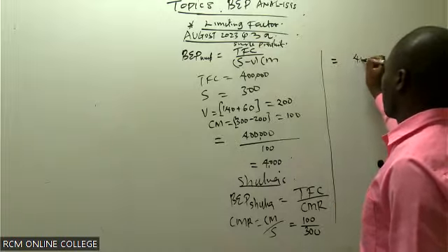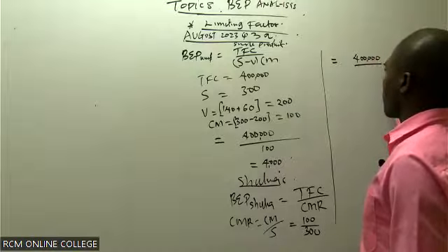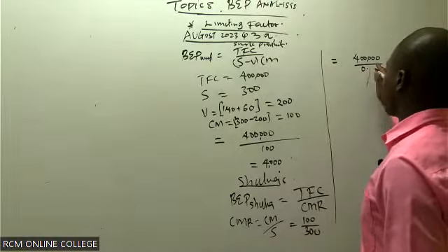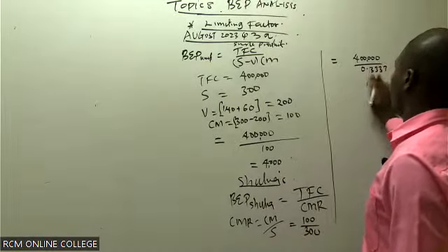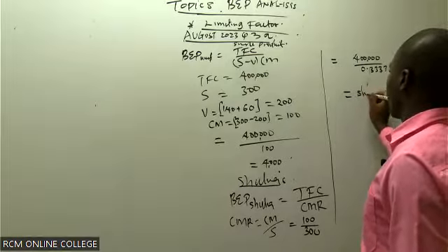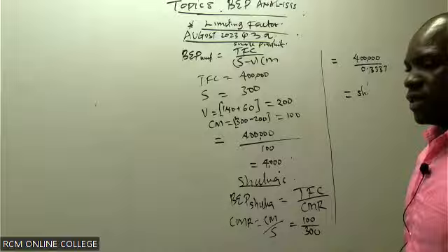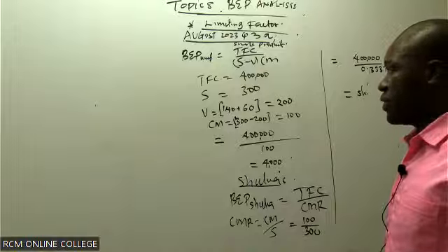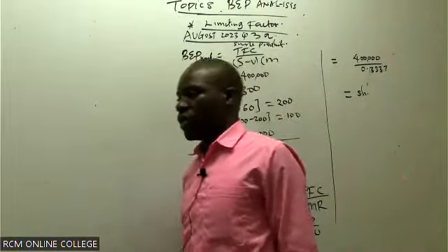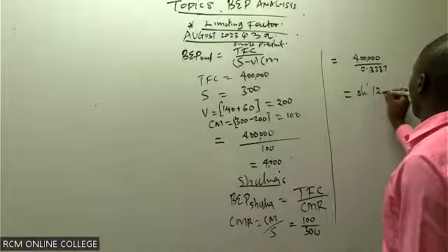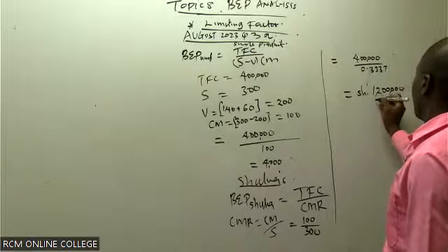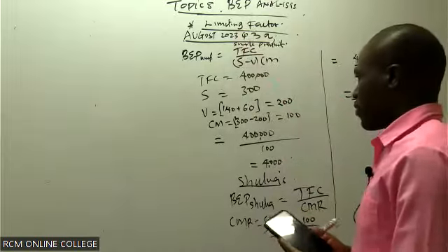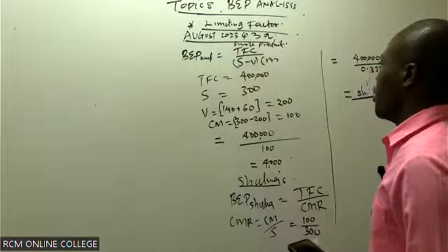Total fixed cost, 400,000, divided by the ratio, which is 0.3. What is our break-even point in shillings? 1.2 million. So that is the break-even point in shillings of a single product.